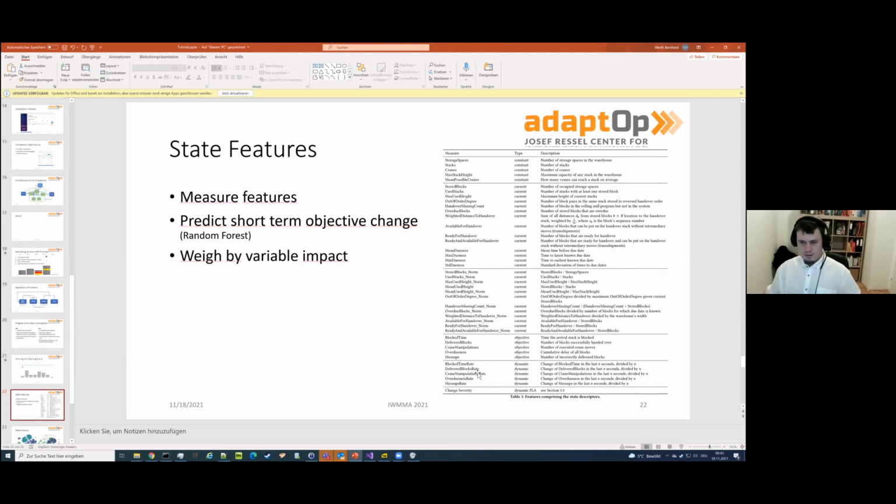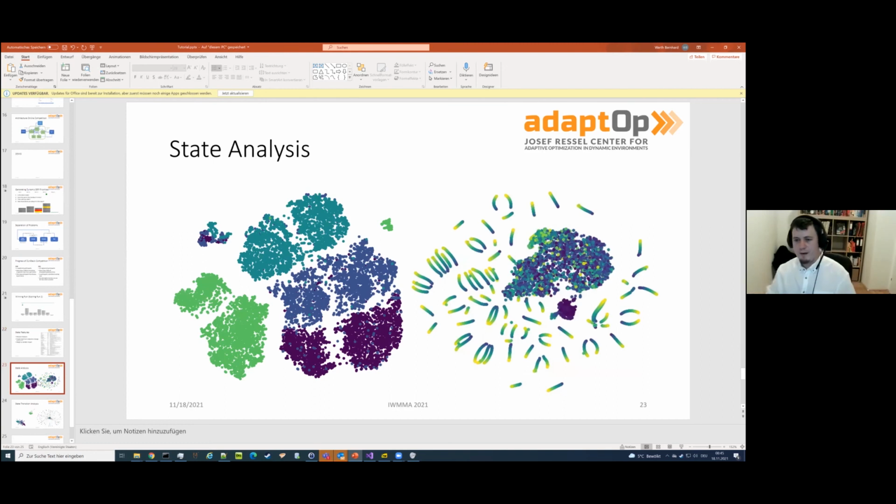You can differentiate between useful and non-useful features by simply using them to predict the short-term change in the objective that interests you, like let's say 2 minutes into the future, and then weigh all of these measures by variable impact. And then you can do visualizations of every measured warehouse state on the time axis, for example, via t-distributed stochastic neighbor embedding.